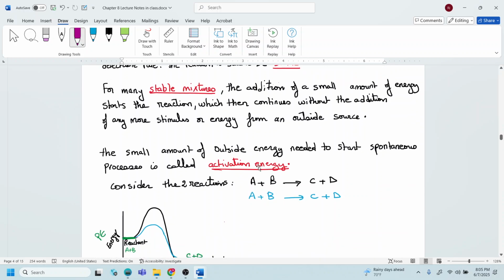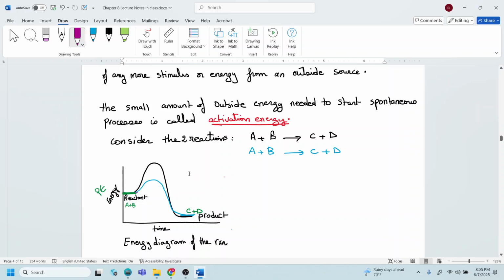The term activation energy deals with the speed of the reaction, how fast the reaction is. This is what activation energy is: the small amount of outside energy which is needed to start a reaction. And we need the activation energy to be low for the reaction to happen fast.